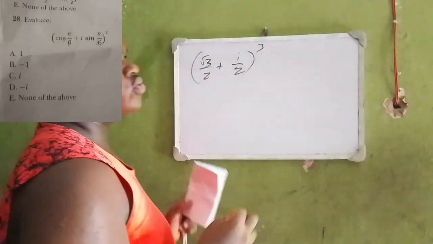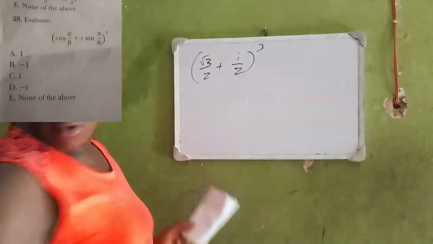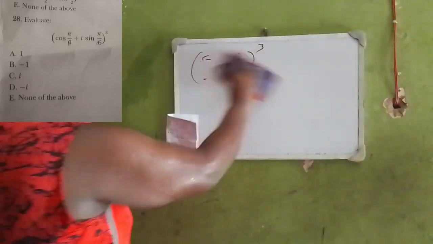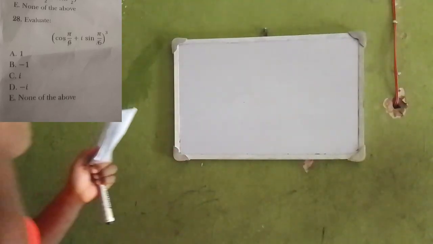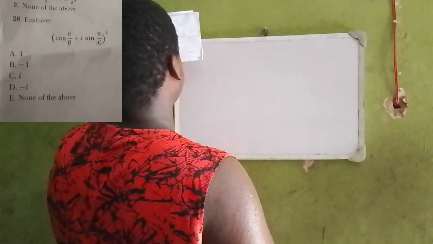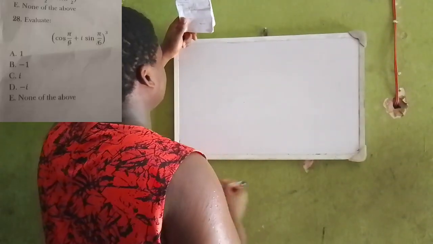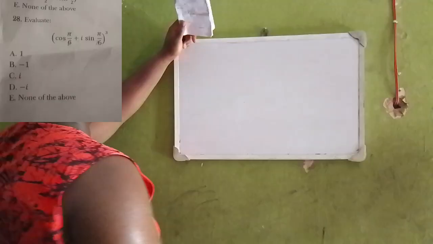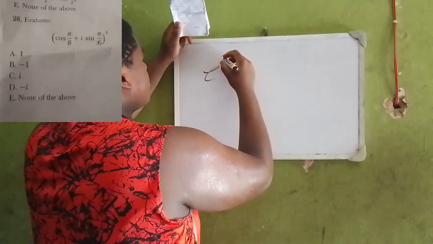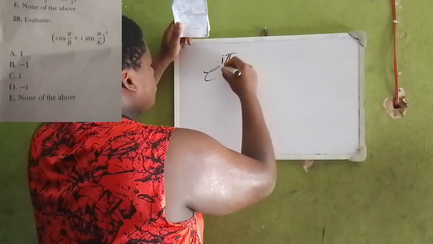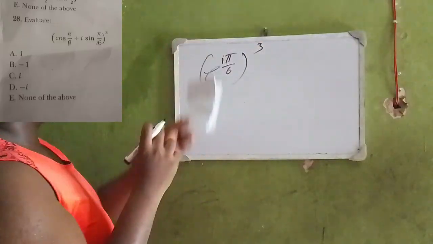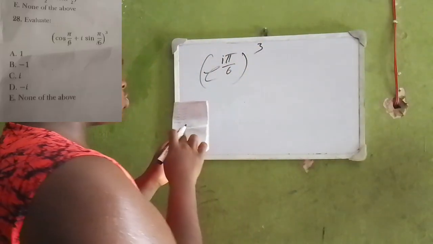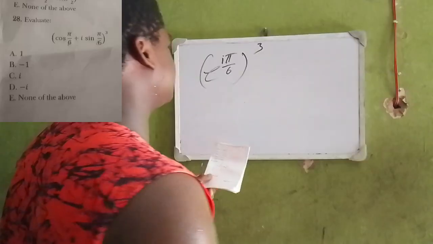But when I want to change this to Euler's form, Euler's form is basically the one that has r times e to the power of i theta. So our theta here is going to be pi over 6, and our radius here is 1. So we have e to the power of i pi over 6, all to the power of 3. e to the power of i pi over 6 is the same thing as cos pi over 6 plus i sine pi over 6.